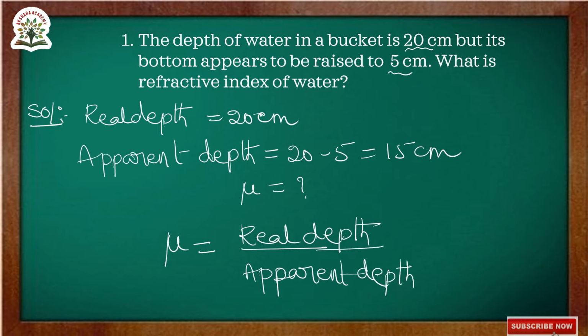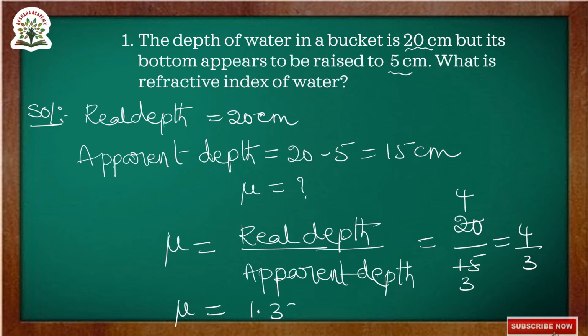Mu is equal to real depth by apparent depth. Real depth is given as 20 and apparent depth we calculated as 15. So 5 4s are 20, 5 3s are 15. That is equal to 4 by 3. So the refractive index of water mu is equal to 4 by 3, and we get 1.33. So this is the final answer: refractive index of water mu is equal to 1.33.